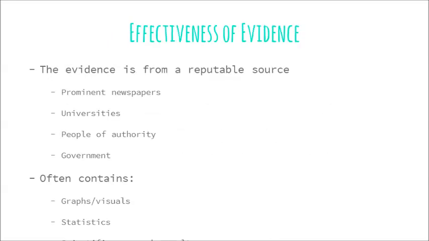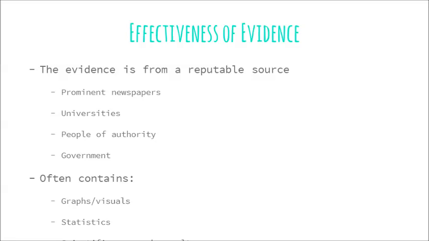Now, when you're reading a paper or an article, it's important to check whether the evidence that is provided for the reader is actually effective and reliable. So, first of all, you should check whether the evidence is from a reputable source. A reputable source could be a newspaper, a university, a person of authority, or perhaps a government website.